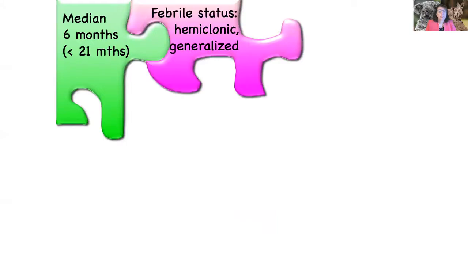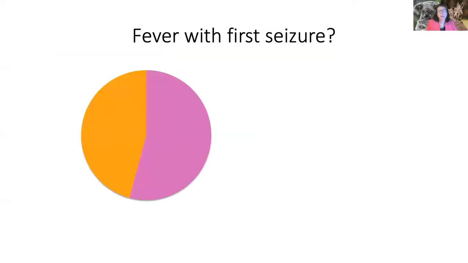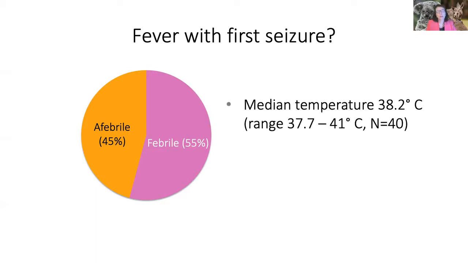So let's move on then to the initial seizure type. We teach that babies tend to present with fever and with prolonged seizures, which are hemiclonic most commonly and then generalized. So is this true that they have fever with the first seizure? Well, yes, but it's only 55% and 45% do not have fever. So fever, if it's present, is helpful, but if it's not present, certainly does not exclude a diagnosis of Dravet syndrome.